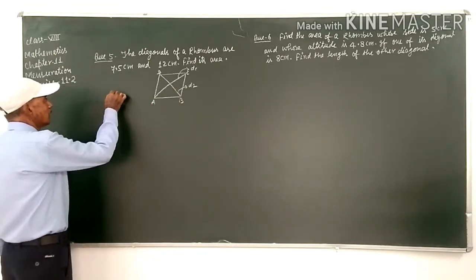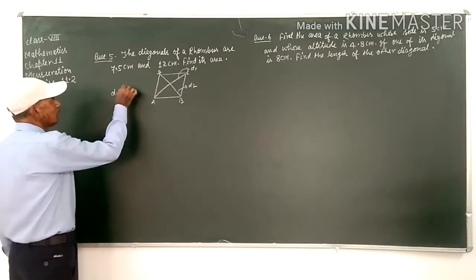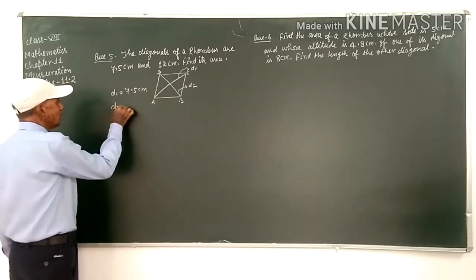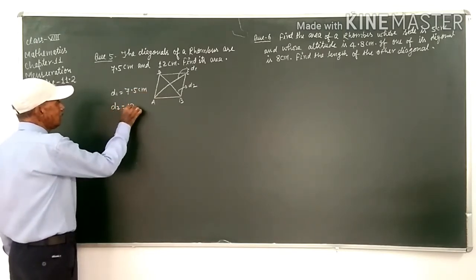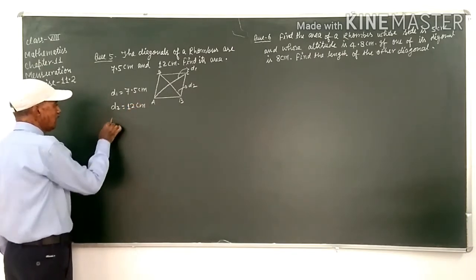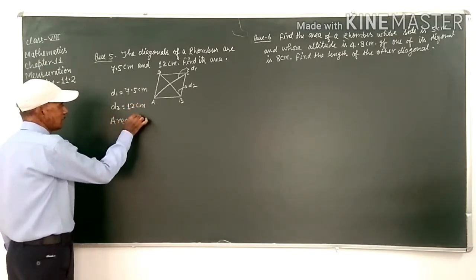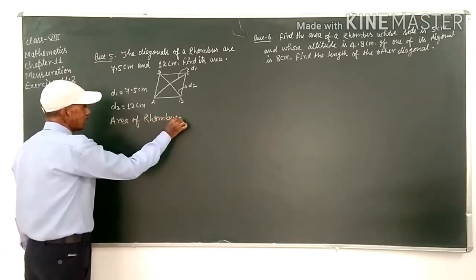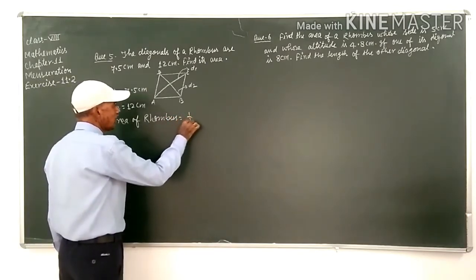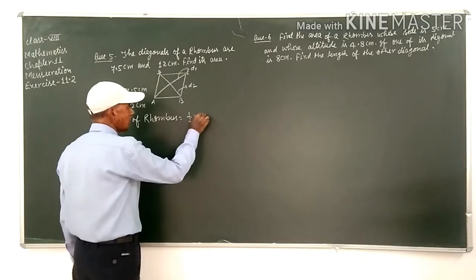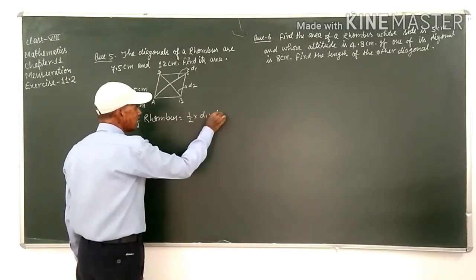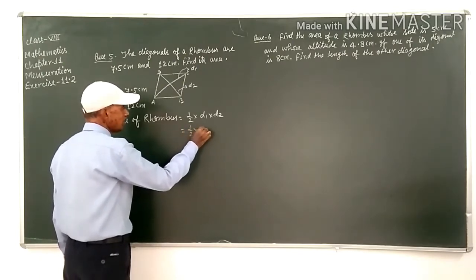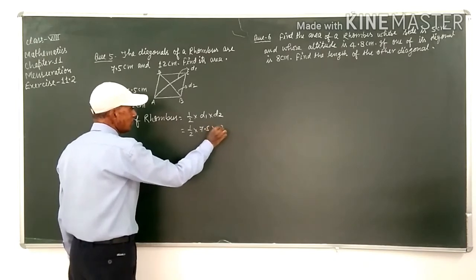So D1 is equal to 7.5 centimeter, D2 is equal to 12 centimeter. Now area of rhombus is equal to 1 by 2 into diagonal first into diagonal second, and that will be 1 by 2 into 7.5 into 12.